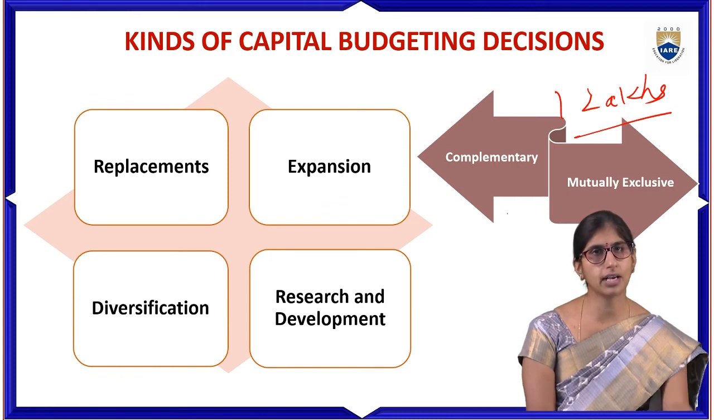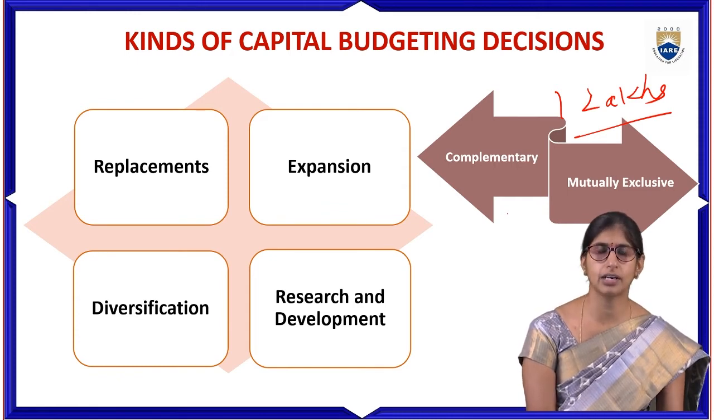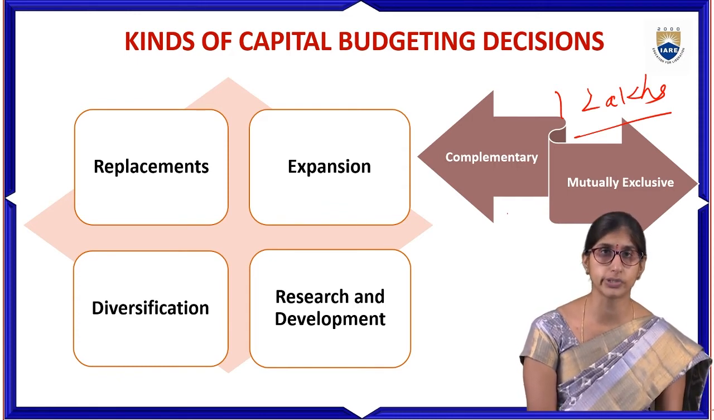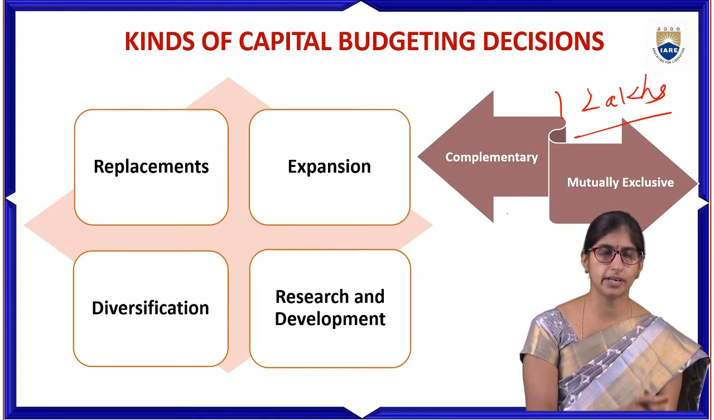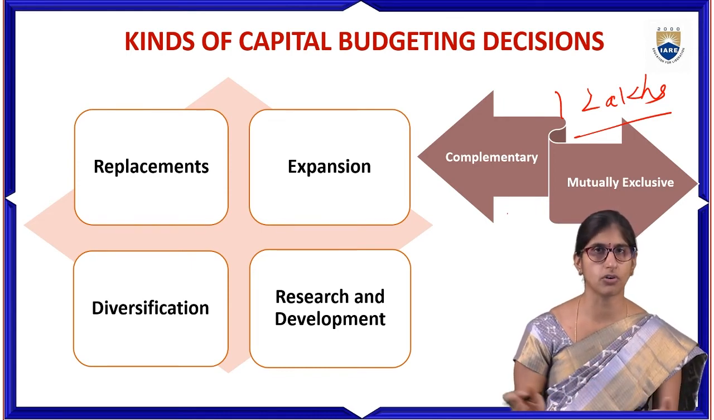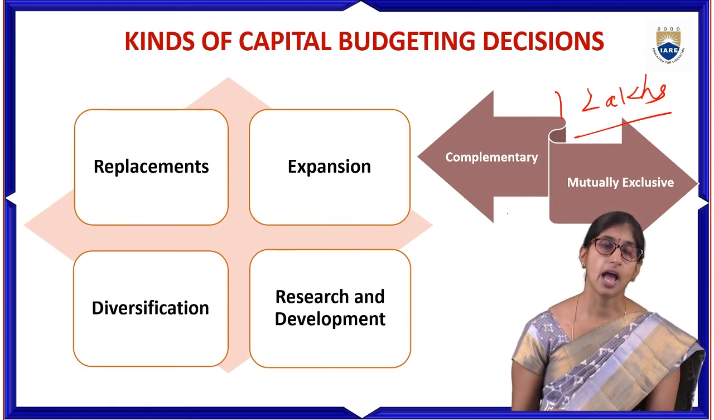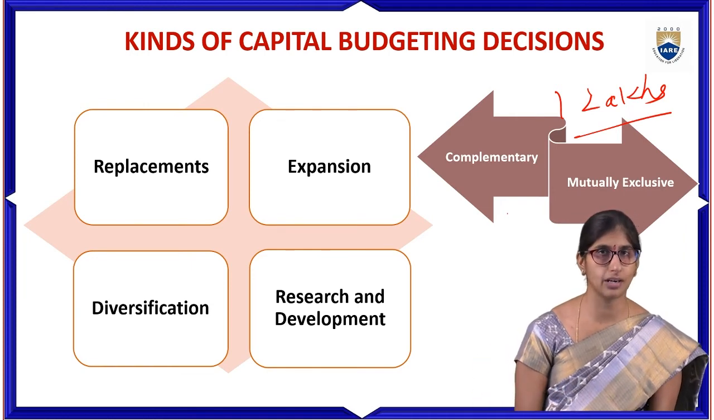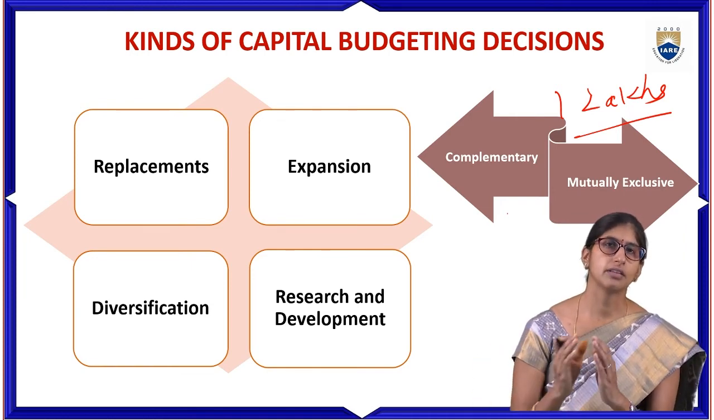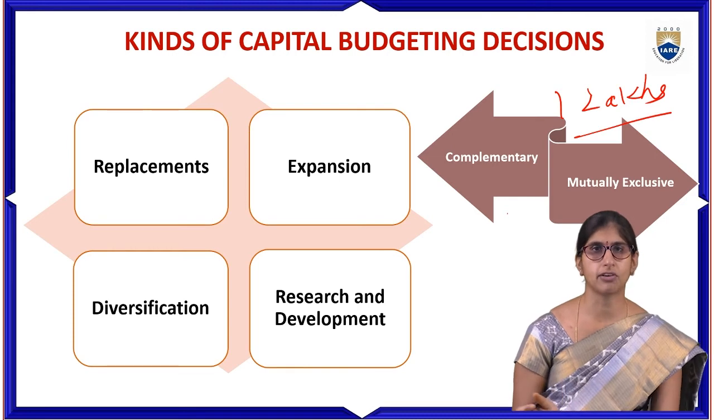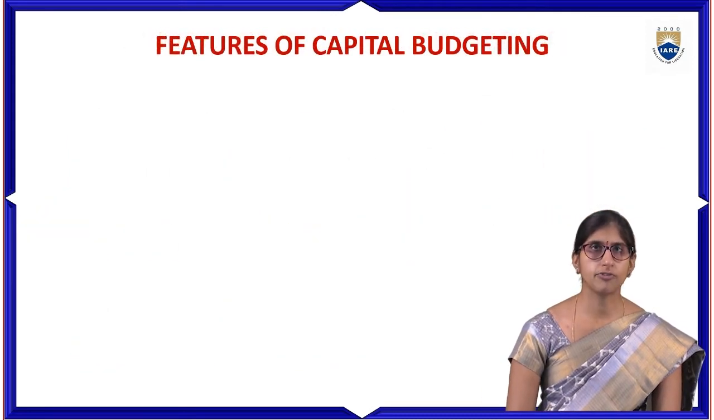So if I'm not constructing a building, definitely I'm not going to construct a canteen also. So these are complementary. If one is there, the other one comes automatically. So that is the complementary capital budgeting decision. And the next one is mutually exclusive decisions, where one does not affect the other alternatives which we have. And going forward with the features of capital budgeting.